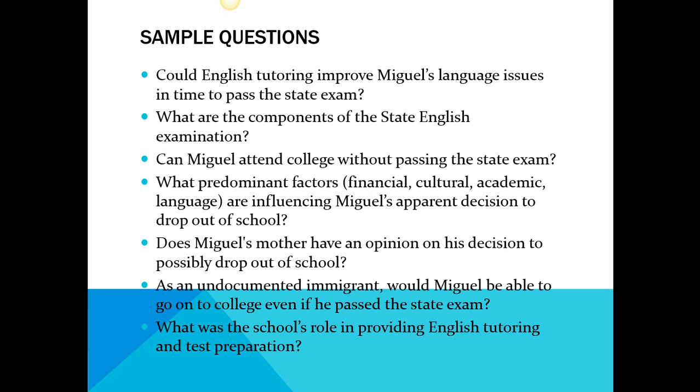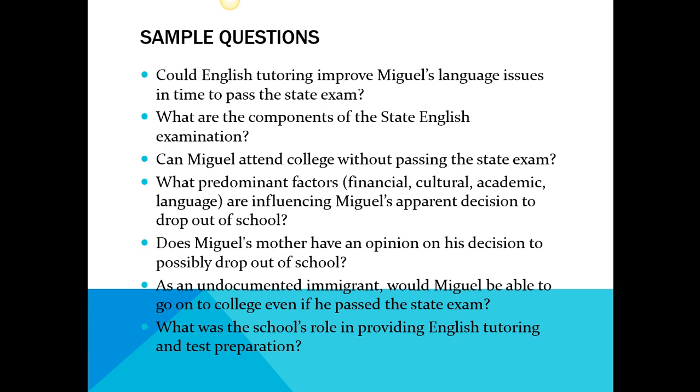Could English tutoring improve Miguel's language issues in time to pass the state exam? What are the components of the state English exam? Can Miguel attend college without passing that state exam? What predominant factors, financial, cultural, academic, language, are influencing Miguel's apparent decision to drop out of school? Does Miguel's mother have an opinion on his decision to possibly drop out of school? As an undocumented immigrant, would Miguel be able to go to college even if he did pass that state exam?